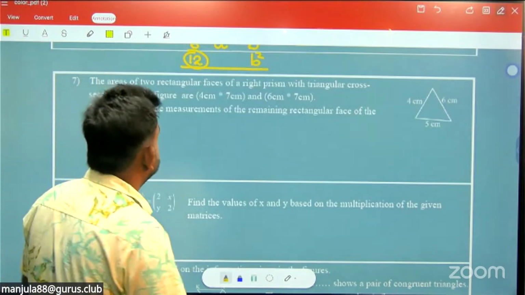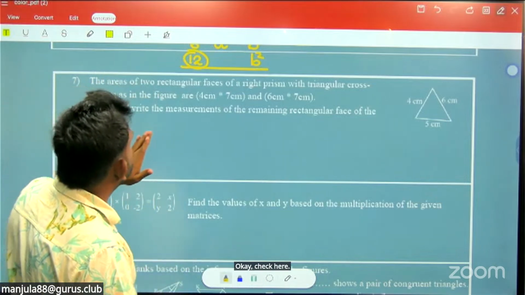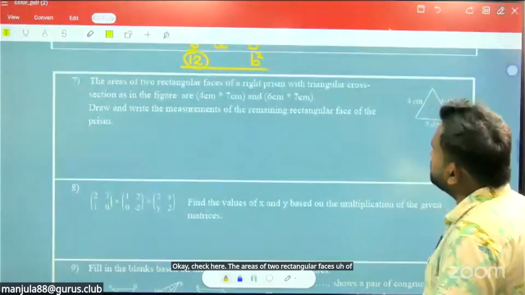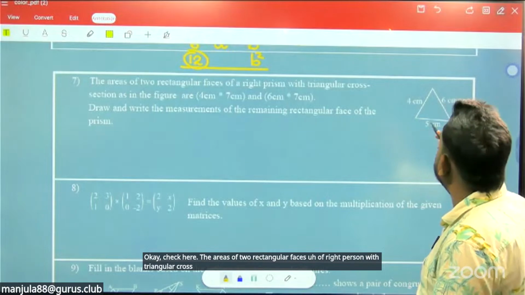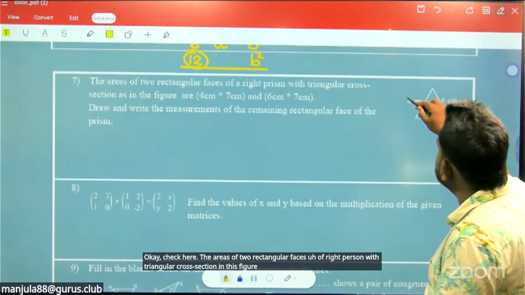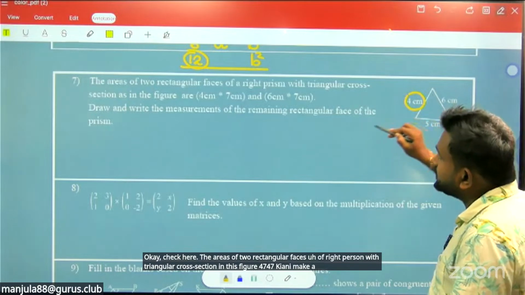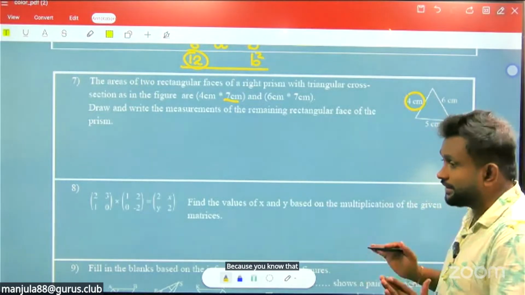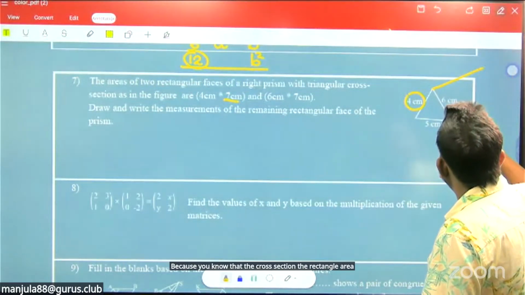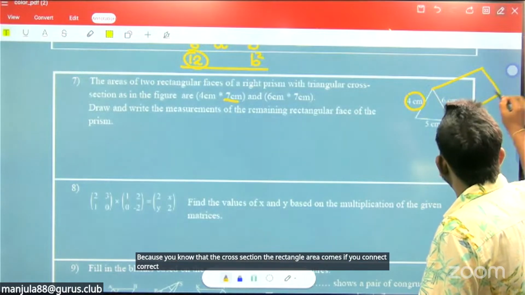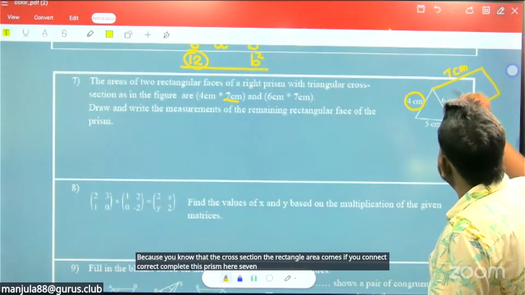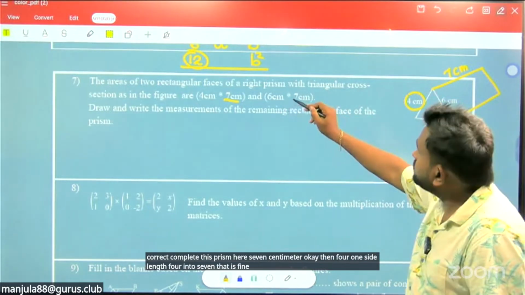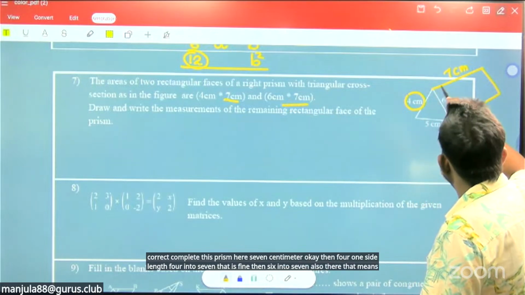Okay, check here. The areas of two rectangular faces of a right prism with triangular cross section in this figure are 4 and 7. The 7 can be the length of the prism, because if you complete this prism here, it is 7 centimeter. Then one side length 4 into 7, that is fine. Then 6 into 7 also there, that means 6 length and breadth 7.